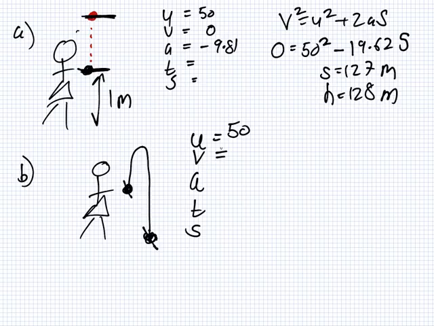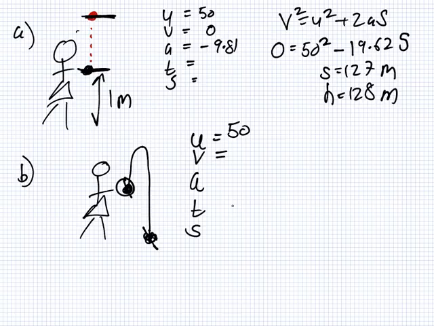U is 50 here. V, we don't know. What about initially? 50 here, from our hand, at the beginning. I thought it's 0, isn't it? Because it's in our hand. No, it says it starts at 50. Okay. Immediately after the ball is released from our hand, it's 50. How's that for you? Yeah.